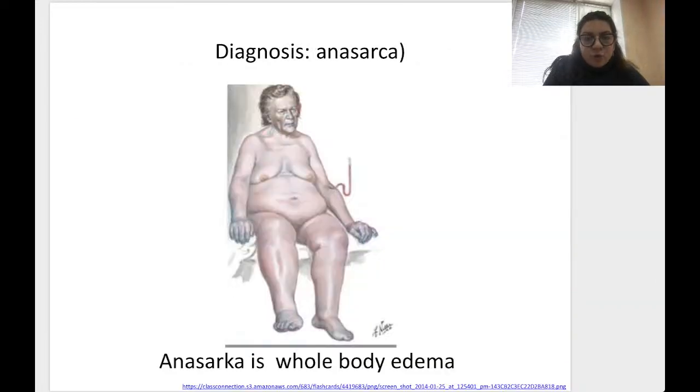And it is a picture of a patient with anasarca. It is a whole body edema with edema of lower extremities, upper extremities, face, body. In these patients usually present ascites, hydrothorax. It even can be hydropericardium, such severe edema is.